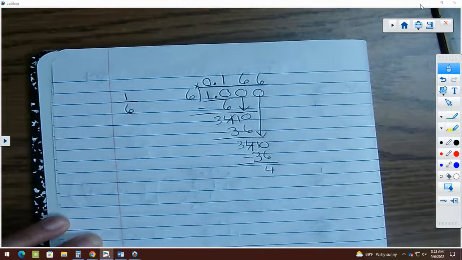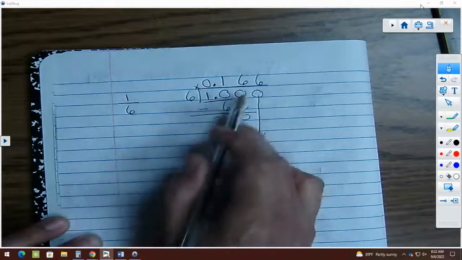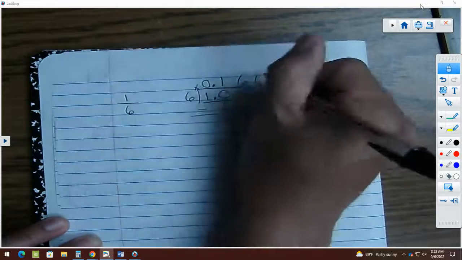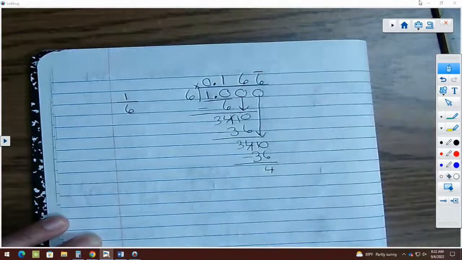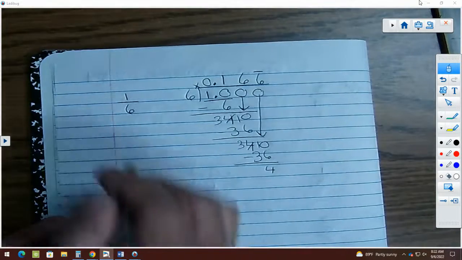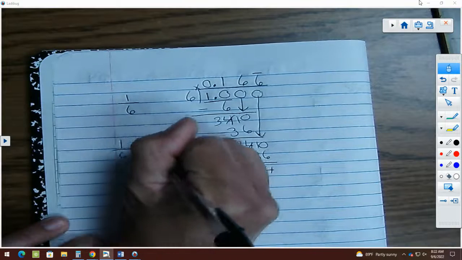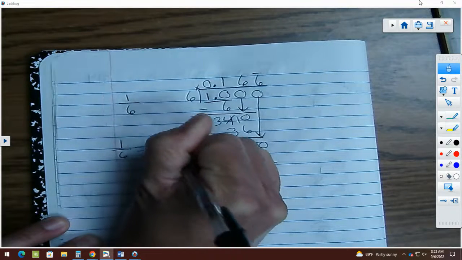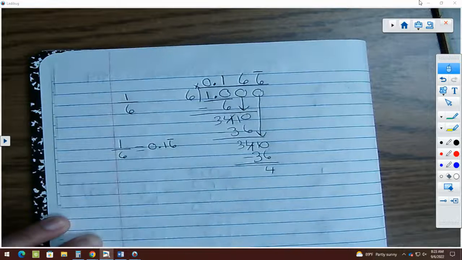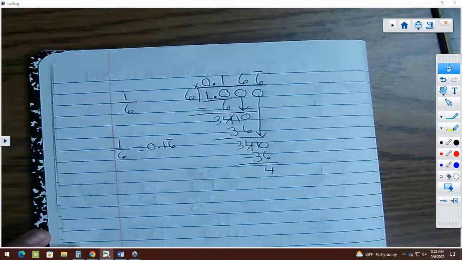I know who's going to repeat. Who's going to repeat from the top? The 6. So I can put a little bar there. Okay? Now, 1/6 equals 0.16. Now, look what Mr. Rivera just did. He got rid of the other 6.